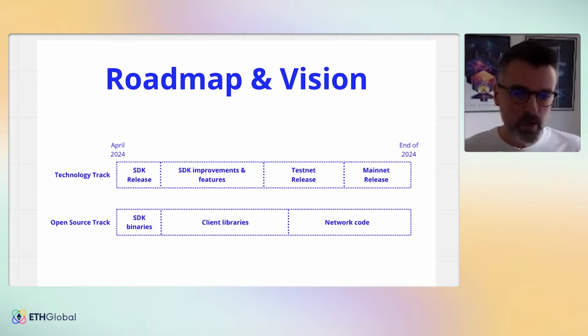The second roadmap is about our path to going full open source. Although we are releasing the SDK binaries right now, the plan is to slowly start open sourcing the client libraries, followed by the actual network nodes, so that by the end of the year, we can become fully open sourced.